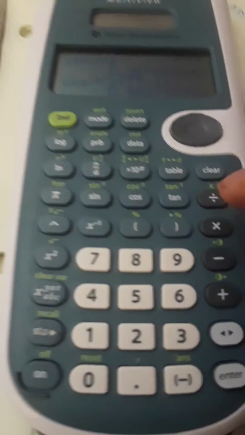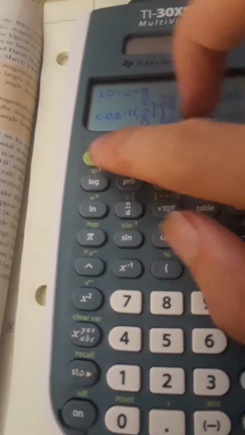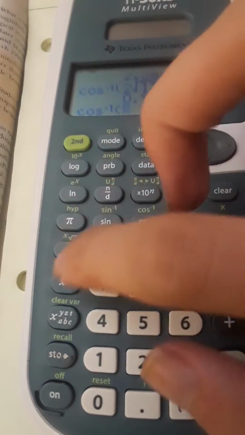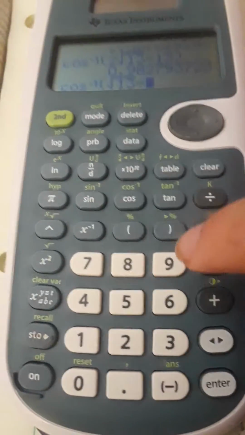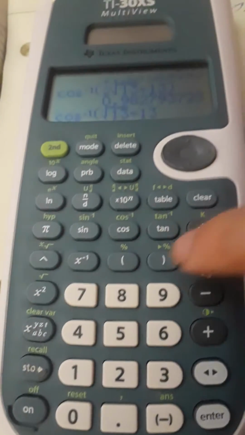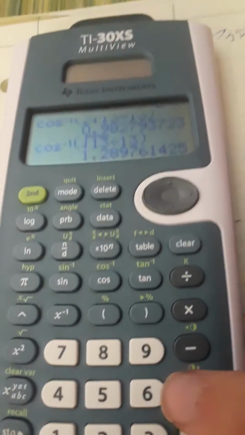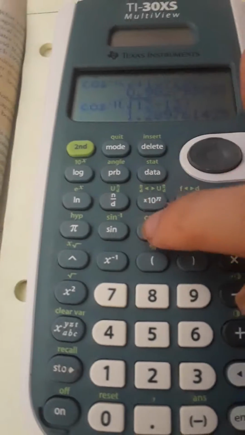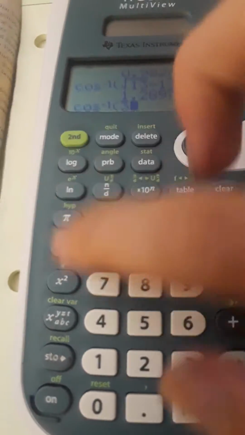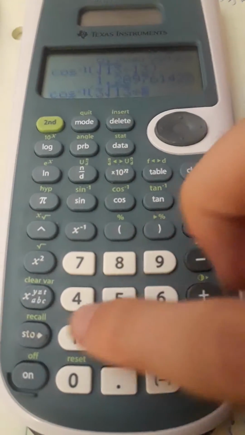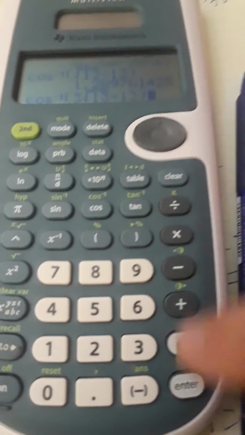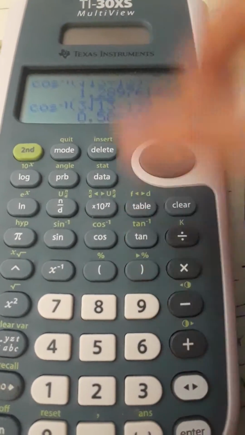So we see that the first angle is about 0.98 rads. The second angle is about 1.29 rads. And the third angle is about 0.59 rads.